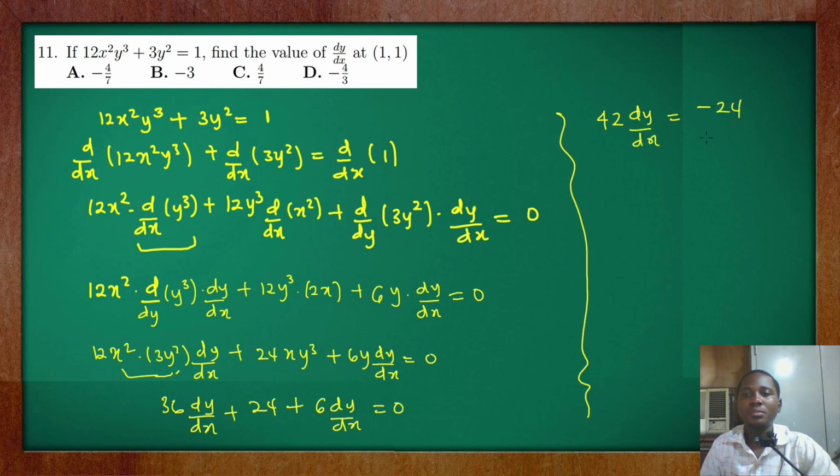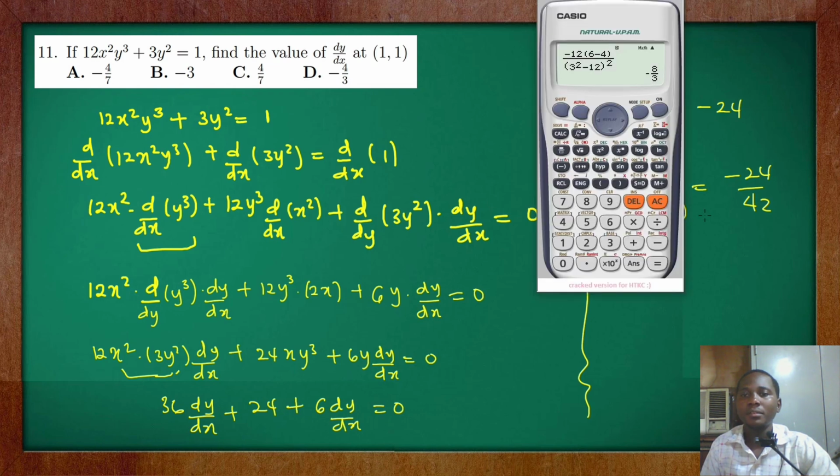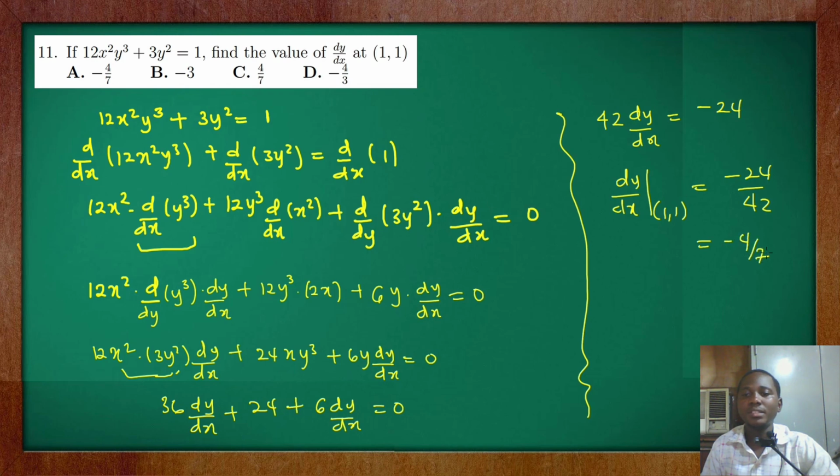Minus 24. Then that means our dy/dx at (1, 1) is going to be minus 24 over 42, which will give us minus 4 over 7. So we have minus 4 over 7. That means the correct option here is Option A. So let's move on to the next question.